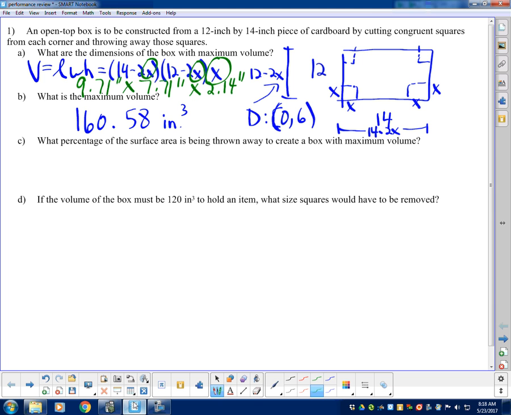So those are my dimensions. In other words, I would cut about a 2.14 inch square out of each corner, and that would give me a maximum volume of 160.58 cubic inches.